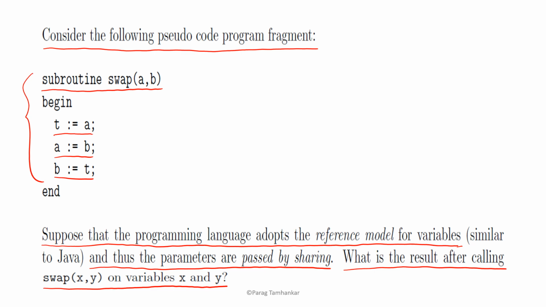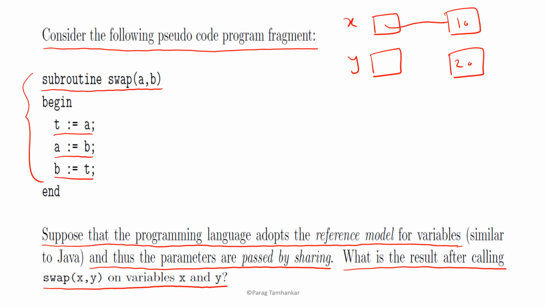So let's imagine, suppose we have variable x and we have variable y, right, with some values. Now since we have the reference model of variables, a variable does not contain the value, rather variables refer to the value. So x does not contain 10, x will refer to 10. y will not contain 20, y will refer to 20.